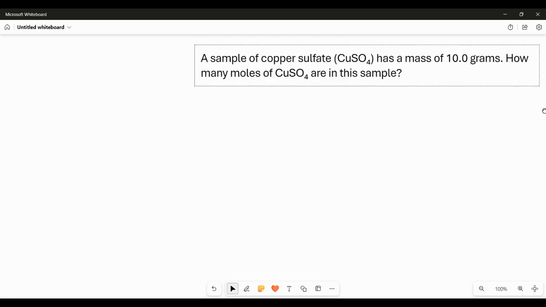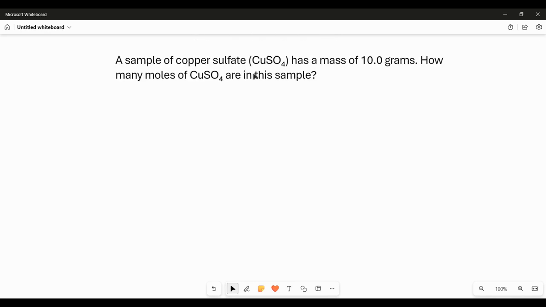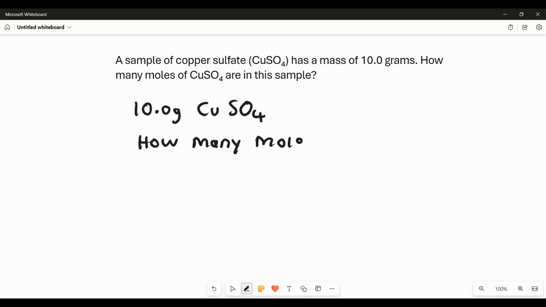Okay, here's the next problem. A sample of copper sulfate has 10 grams. How many moles of copper sulfate are in this sample? So now we are given that we have 10.0 grams of CuSO4. Now they're asking us how many moles? To do this, we use very similar steps as we did before, but you're reversing the conversion a little bit. So let's start writing out what we're given first.